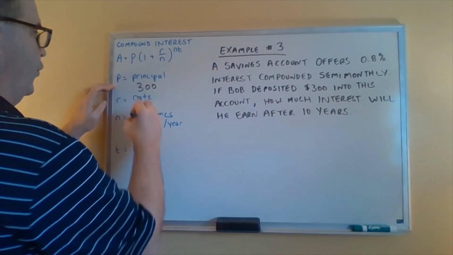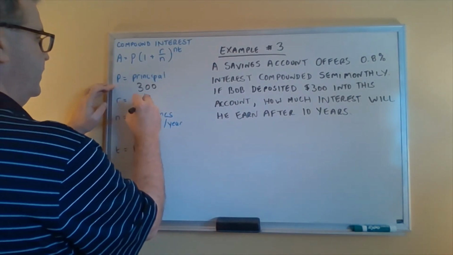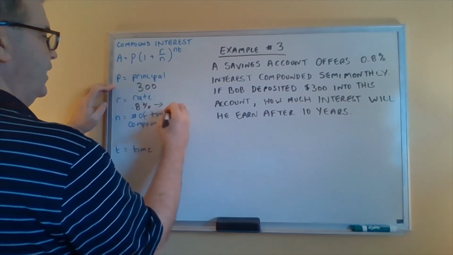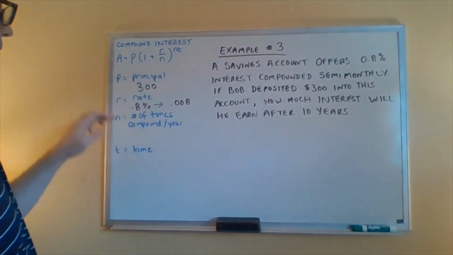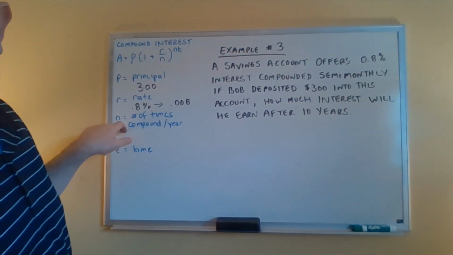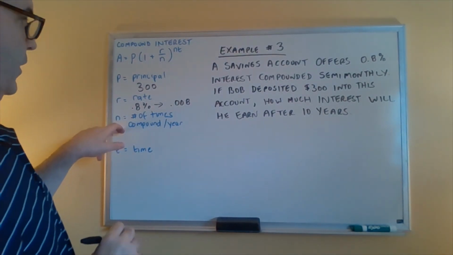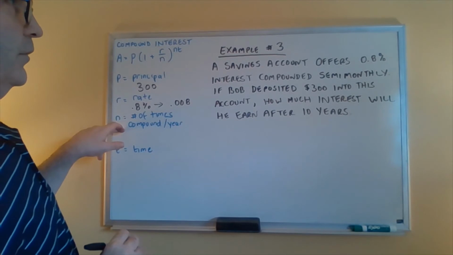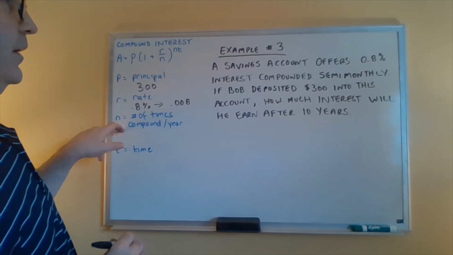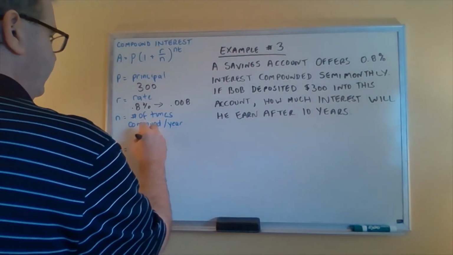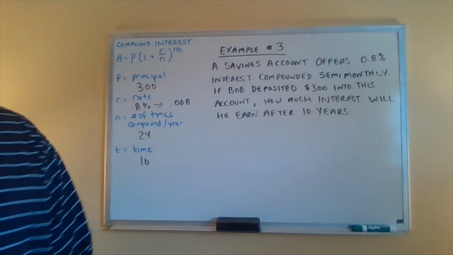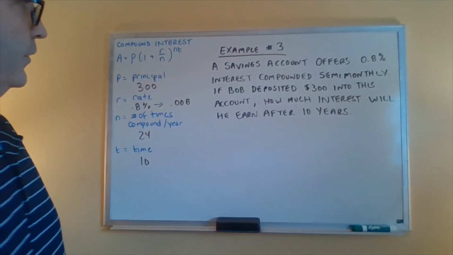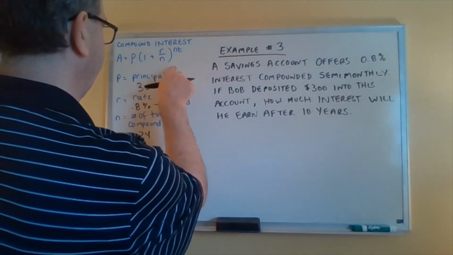Our rate is 0.8%, or if we write that as a decimal, 0.008. The number of times that we compound each year will be, let's see, what did we say, semi-monthly. So that's twice a month, so that'll be 24 compounds during the year. And we're looking for 10 years. Okay, so let's plug these numbers into our formula.